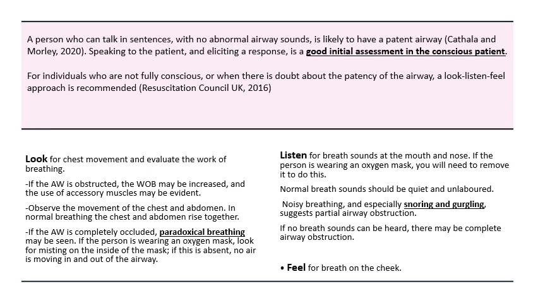Observe the movement of the chest and abdomen. In normal breathing, the chest and abdomen rise together. If the airway is completely occluded, paradoxical breathing may be seen. If the person is wearing an oxygen mask, look for misting on the inside of the mask. If this is absent, no air is moving in and out of the airway. We will also talk in detail about paradoxical breathing in the coming slides.